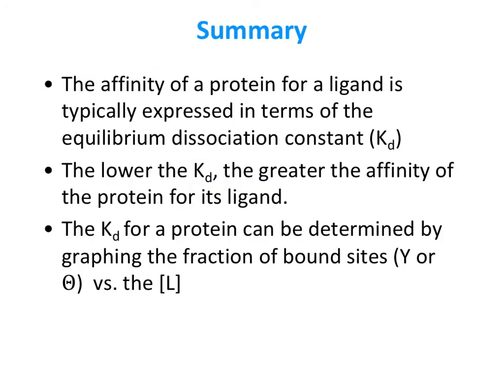In summary, the affinity of a protein for a ligand is typically expressed in terms of the equilibrium dissociation constant. The lower the Kd, the greater the affinity of the protein for its ligand. The Kd for a protein can be determined by graphing the fraction of bound sites indicated by capital Y or theta versus the concentration of the free ligand.